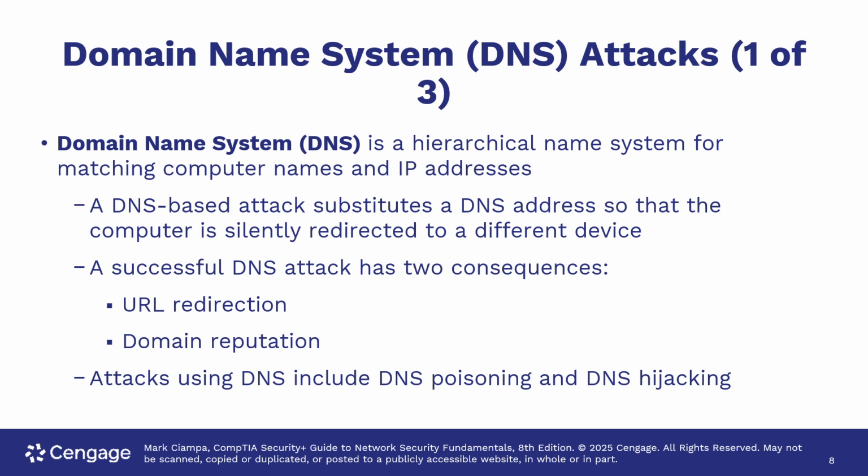Okay. This is where we talk about Domain Name System, or DNS. That's the hierarchical name system matching computer names and their IP addresses. It's what translates www.wherever.com into an IP address like 123.45.67.89. So a DNS-based attack substitutes a DNS address so the computer is silently redirected to a different device.